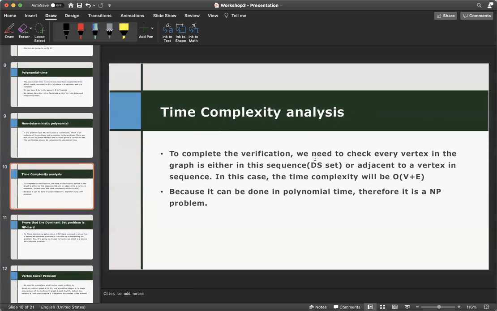To complete the verification, we need to check every vertex in the graph is either in the sequence or adjacent to a vertex in the sequence. In this case, the time complexity will be big O of V plus E, which is pretty straightforward because we need to check every vertex and every edge. And because it can be done in polynomial time, this is polynomial time. So therefore, this problem is an NP problem.